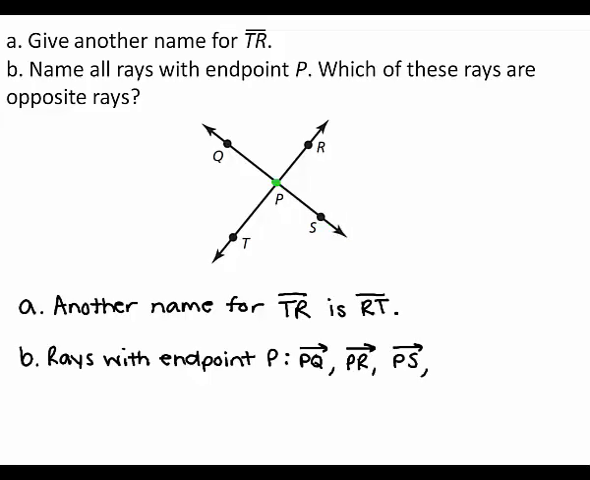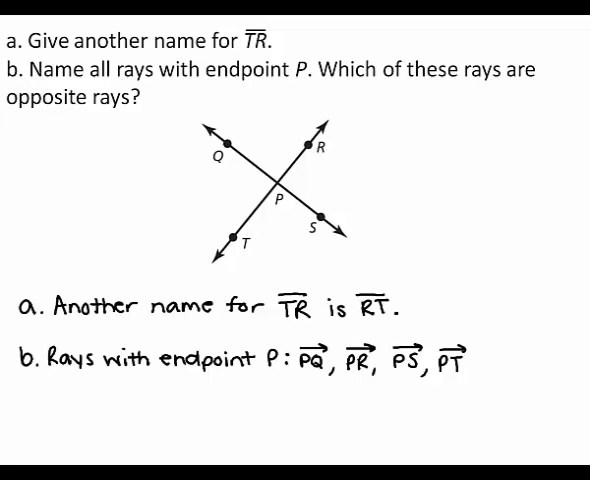Finally, a fourth ray on the diagram consists of endpoint P and all the points on line PT that lie on the same side of P as T. So, you can name this ray, ray PT. This gives you a list of all the rays with endpoint P.